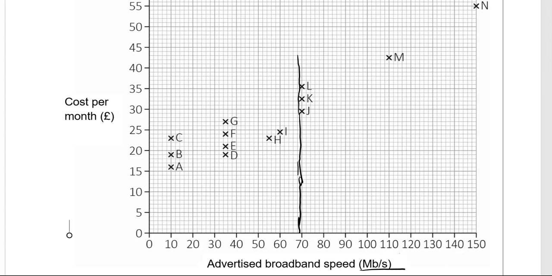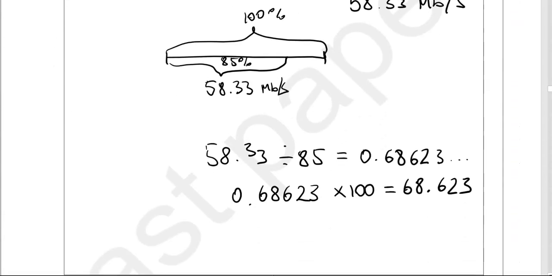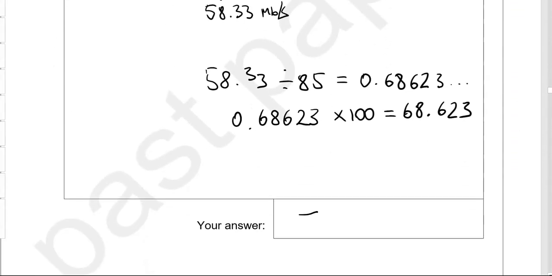So J, K, L, M, and N, do we have that speed or higher? And out of them, the cheapest is J. So J will be the answer.